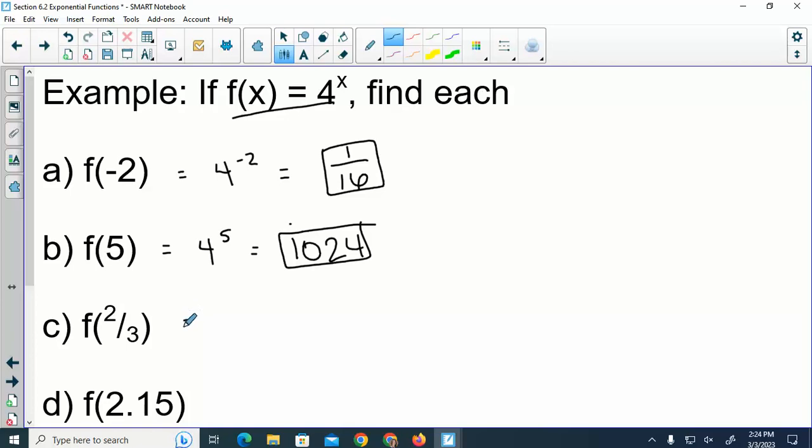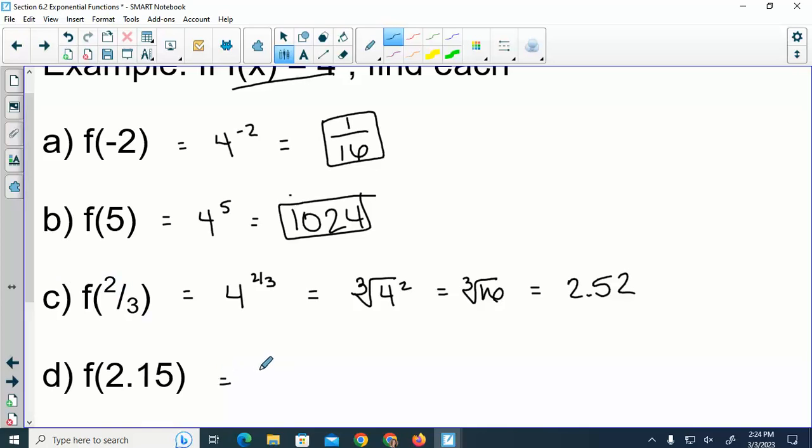C, f of 2/3. 2.52. Yeah. You could write this as a radical. We know that's just the cube root of 4 squared or the cube root of 16, but it doesn't work out. So you could give a decimal approximation as well. And we can have a decimal exponent. That's fine. So if I said 4 to the 2.15 power, plug that in.